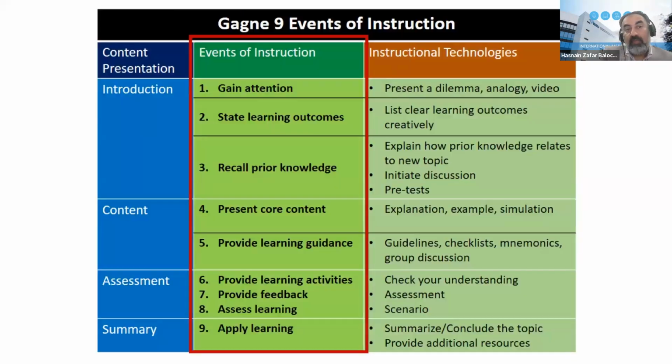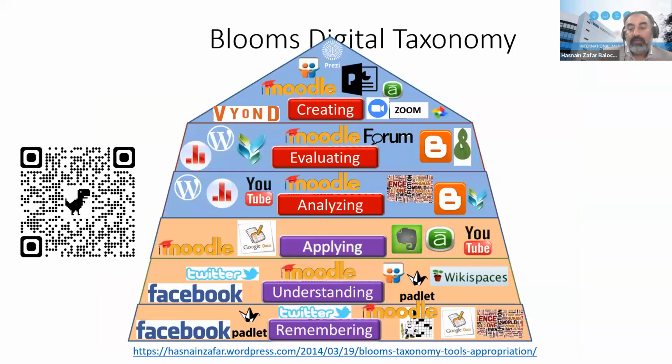Now, this is another format of Gagné's 9 events. You start with introduction, gain attention, state learning outcomes, recall prior knowledge. Then comes content, assessment, and at the end, summary and how we can apply whatever we learn. If you can apply this and design content, that will be very helpful for asynchronous or even synchronous learning.